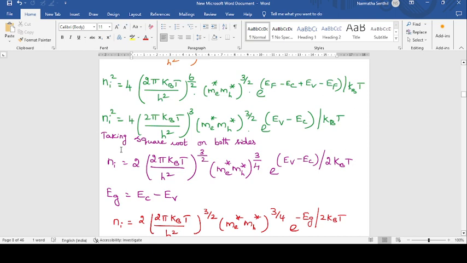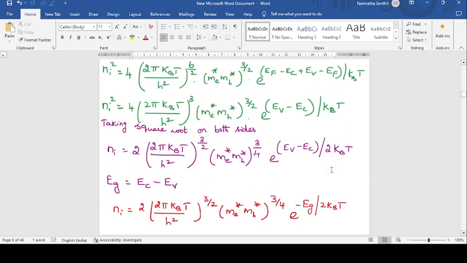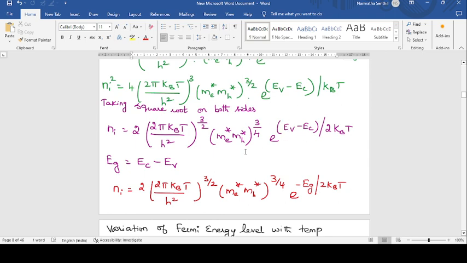Since we want the value of Ni, we take the square root on both sides. The final equation becomes 2 (2π kBT/h²)^(3/2) (me* mh*)^(3/4) e^((EV−EC)/2kBT). Here, instead of EV minus EC, we substitute the band gap energy. We know that the band gap energy is equal to EC minus EV. So the final equation is Ni equal to 2 (2π kBT/h²)^(3/2) (me* mh*)^(3/4) e^(−Eg/2kBT).